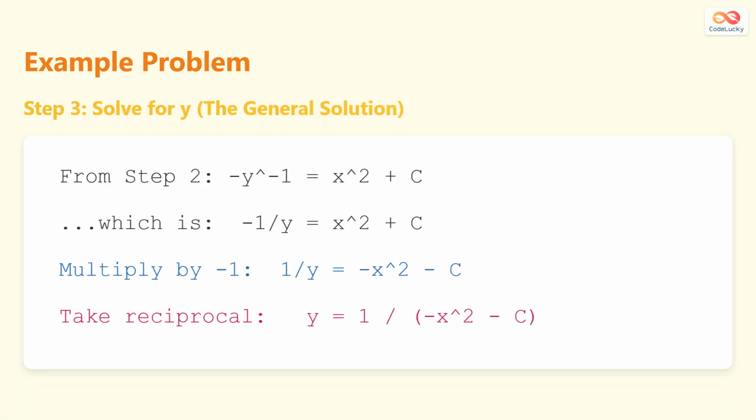With the integration complete, we now solve for y. Our equation is -1 over y equals x squared plus c. Multiplying by -1 gives 1 over y equals negative x squared minus c. Finally, taking the reciprocal of both sides gives us our general solution. y equals 1 over the quantity negative x squared minus c.